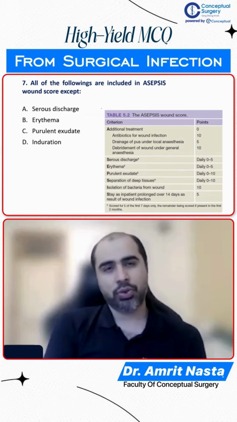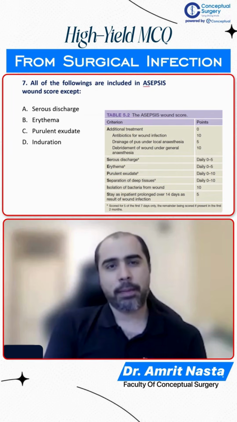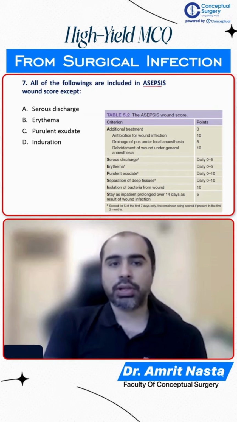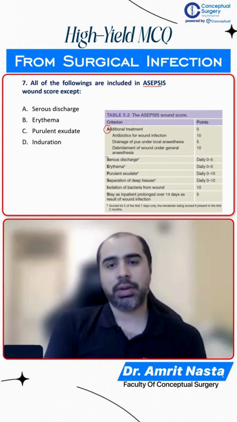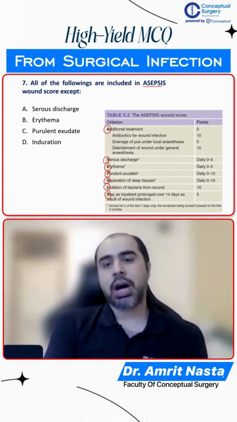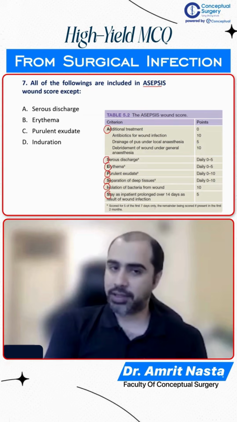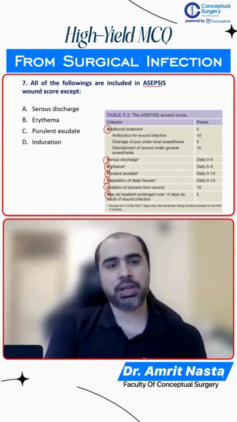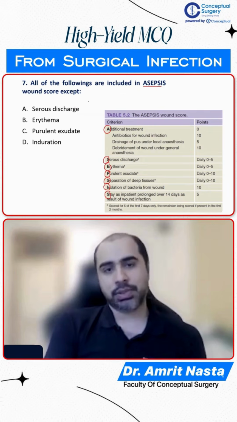Because this ASEPSIS wound score, the components are given by the name ASEPSIS. So you have A for additional treatment, S for serous discharge, E for erythema, P for purulent or pus, S for separation, I for isolation, S for prolonged stay. And you score the person. Higher the score, more severe is the wound infection. And they will give you options arising out of these letters ASEPSIS only.